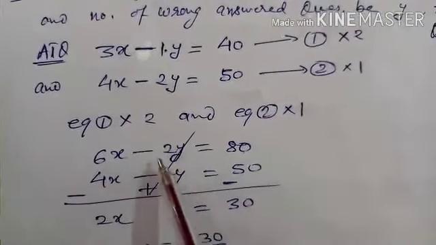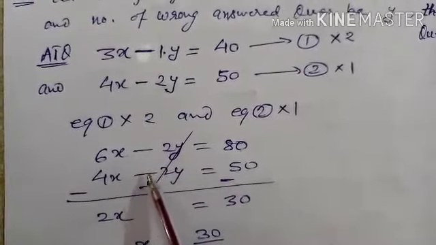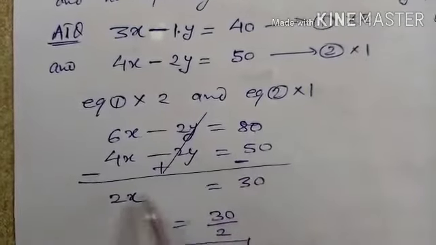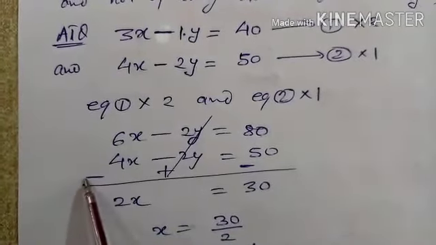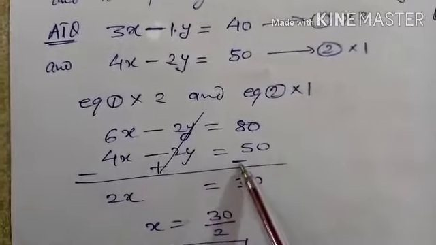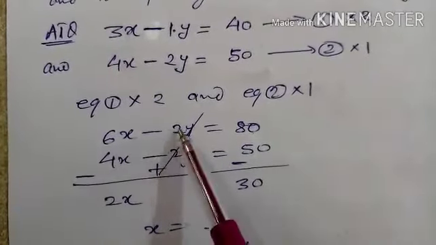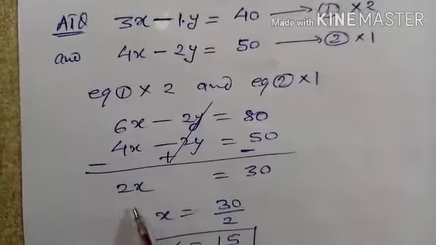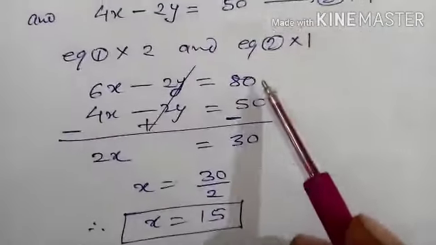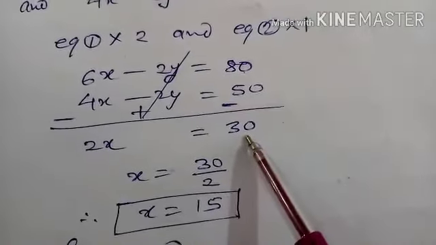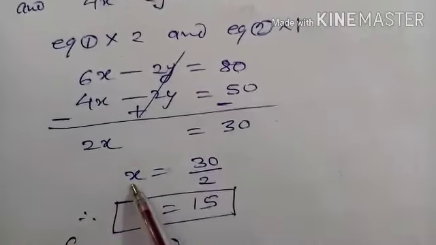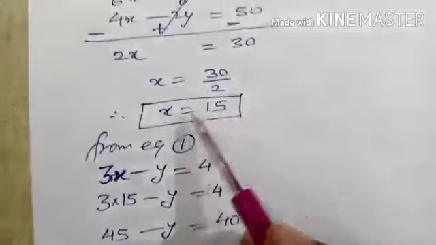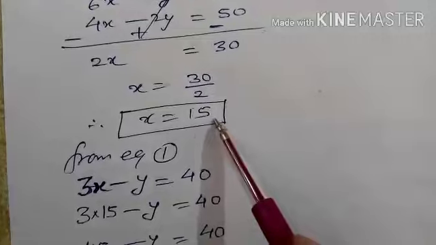Now see the sign of 2y, both are the same, minus minus, so change the sign, it means subtract these two equations from each other. So it will be minus, this will be plus, and this is minus. So here plus 2y and this is minus 2y, both are cancelled out. 6x minus 4x, it means only 2x. 80 minus 50, that is 30. 2x is equal to 30, so x is equal to 30 divided by 2, or x is equal to 15. X is equal to 15 means right answered questions is 15.